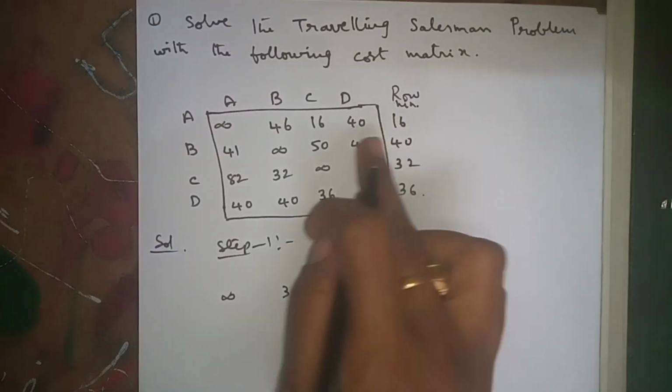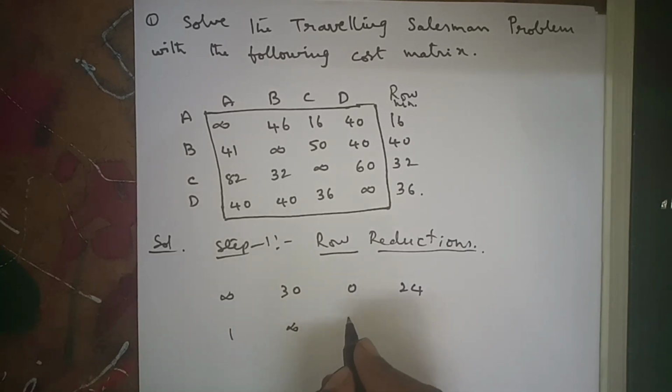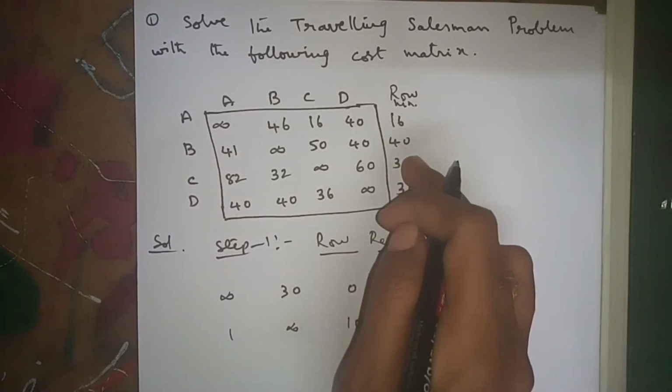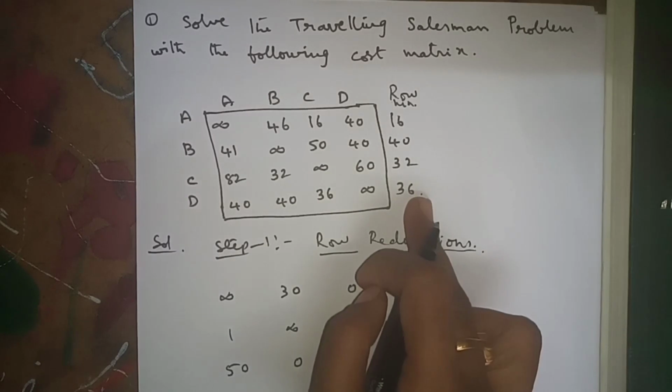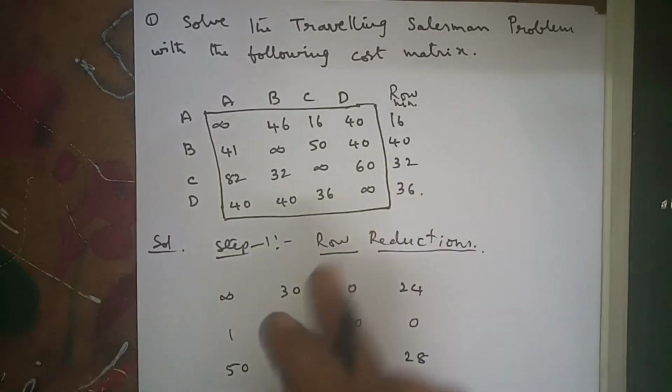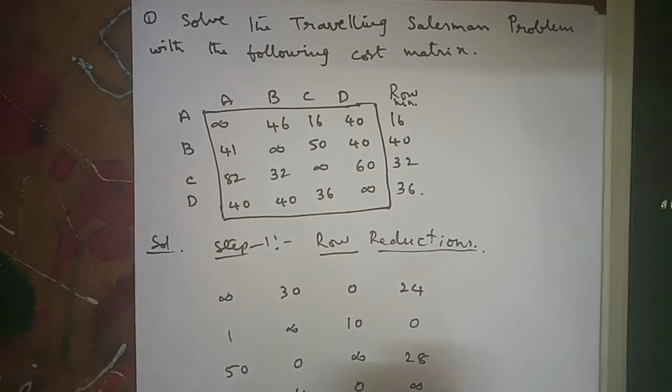Now subtract 40 from the second row. How much do you get? 1, infinity, 10, 0. Third row, subtract 32: 50, 0, infinity, and 28. And the fourth row, subtract 36: 4, 4, 0, and infinity.